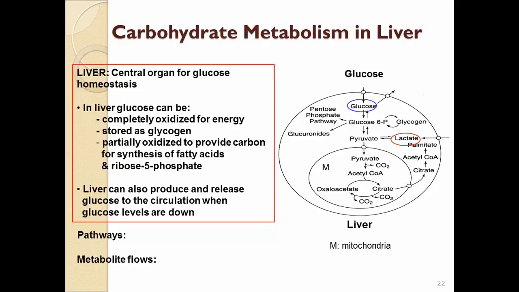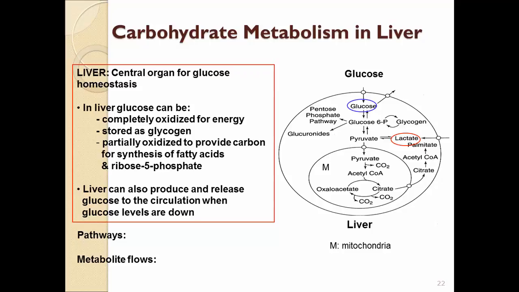Okay, now let's move on to glucose metabolism in specific tissues. As I mentioned, tissues are different, right? Glucose is metabolized differently in different tissues. Now let's talk about the liver, glucose metabolism in the liver. The liver is the most important organ that metabolizes not only glucose but the other macronutrients, lipids and protein as well.